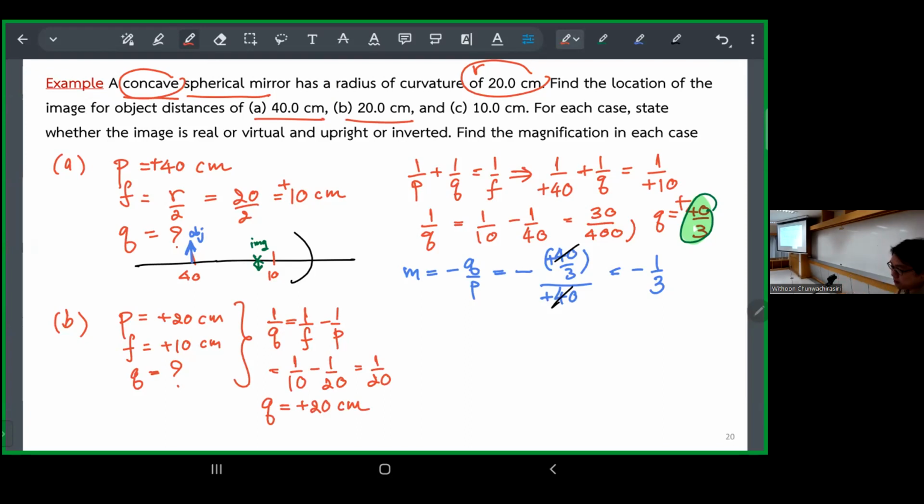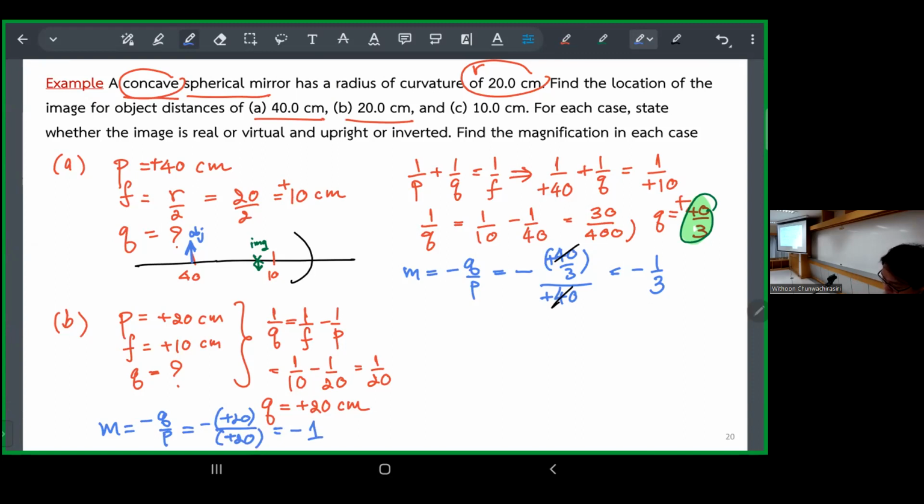All right. What about the magnification? No problem. M is negative Q over P. Q is positive 20. P is positive 20. It's negative 1. What does it mean? It means there's no magnification, there's no reduction in size. It's going to be the exact same size as the object. But the negative sign means it's going to go upside down. Cool? Why? Because it's kind of obvious.